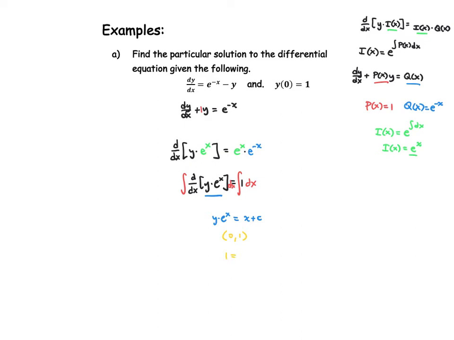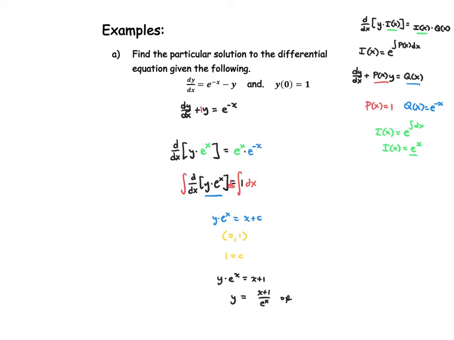And I have 0 plus c, which will be c. So c equals 1. Thus, y times e to the x is equal to x plus 1. Now, to solve for y, what I would do is divide both sides by e to the x, which would be x plus 1 over e to the x.